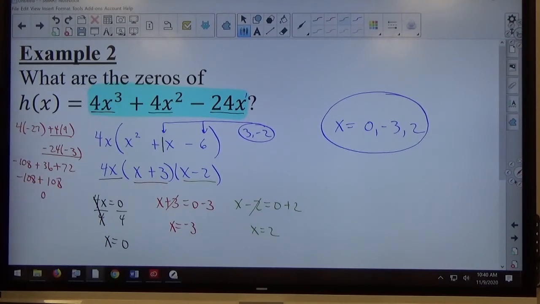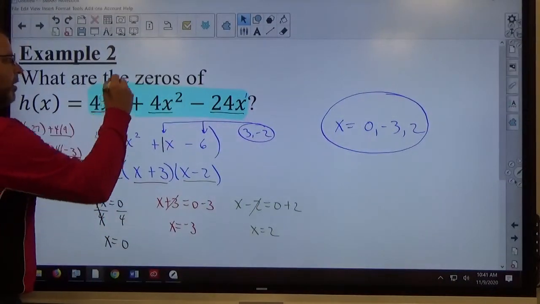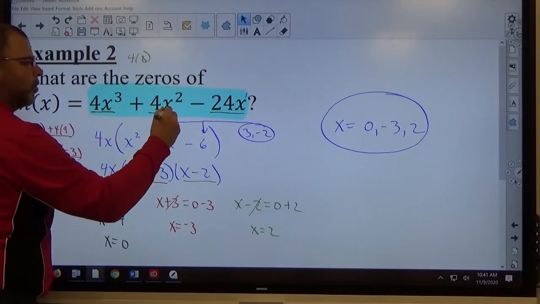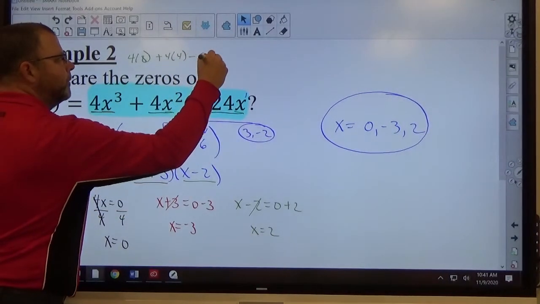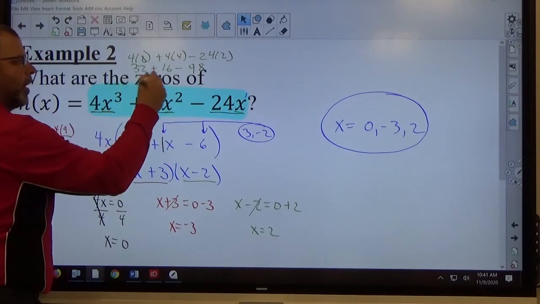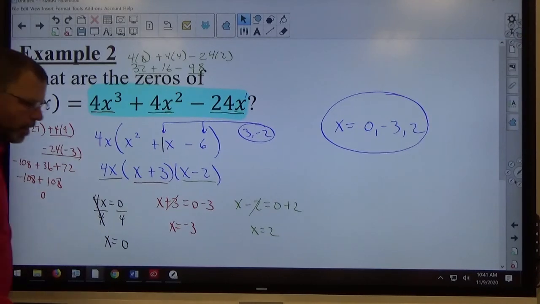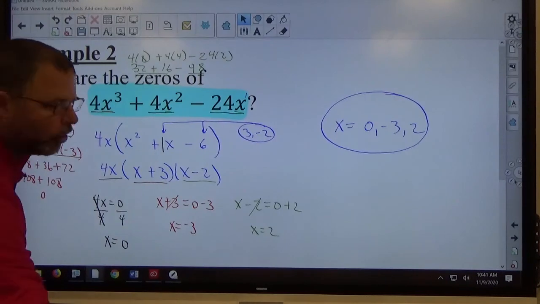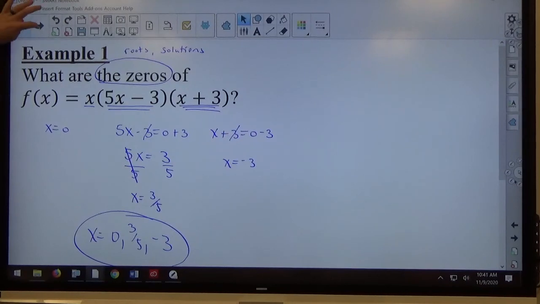That makes 0. What we're finding is numbers that if we put those numbers into the expression, we're going to get 0 out. So if I tried 2, cubed is 8, so that'd be 4 times 8. 2 squared is 4, that'd be plus 4 times 4. And this is minus 24 times 2. This is 32, this is 16, that's minus 48. 48 minus 48 makes 0. That's what those numbers represent. If you put those numbers into the function, we'll get 0 out of the function. All right? So that is the first goal for today, to be able to find the zeros of any polynomial function, whether it starts off in factored form or whether you have to factor it first.